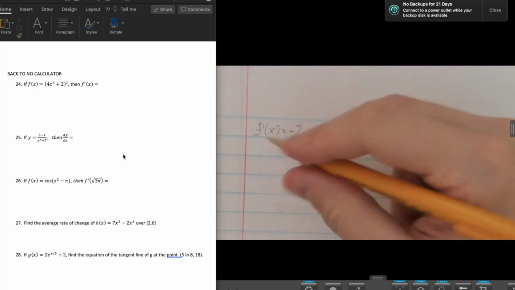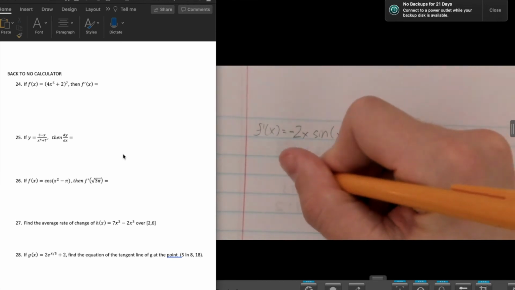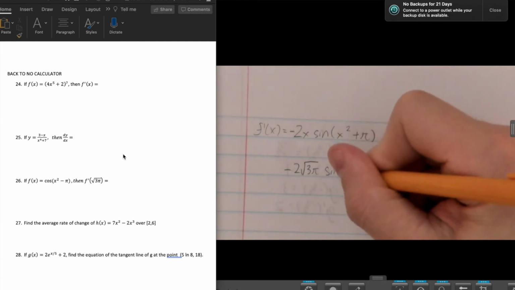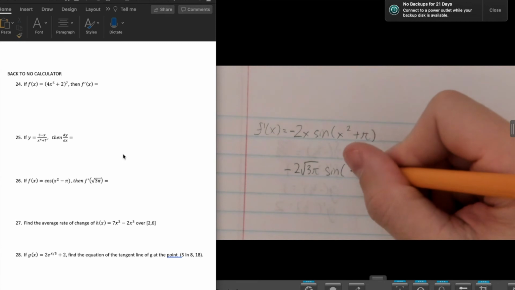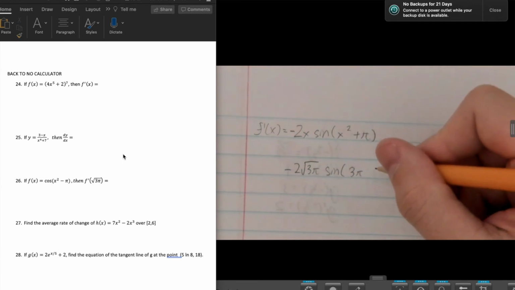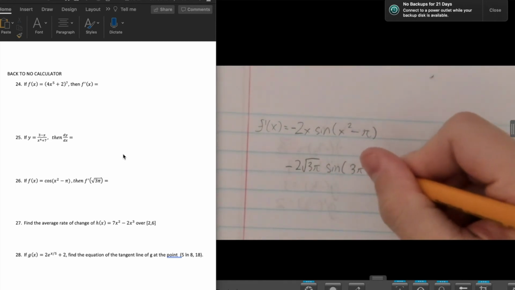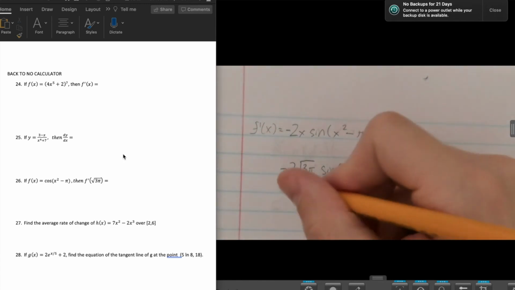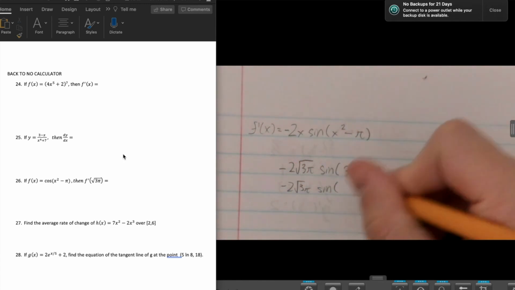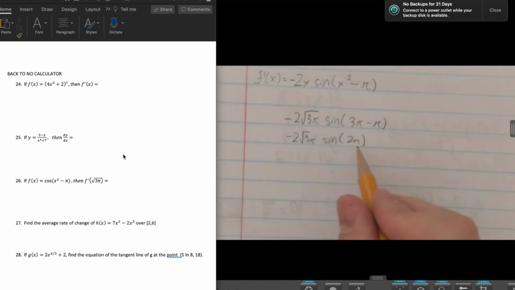All right. So that is f prime, but now we need to plug in the root of 3 pi. So here we go. We have negative 2 times the root of 3 pi times sine of the root of 3 pi squared. And if you square a root, you just get the inside contents. Oh, whoops, it's minus pi. Minus pi. All right, so from there we have negative 2 root 3 pi times sine of, let's see here, that'll be 2 pi. And now we probably need to figure out what sine of 2 pi is.